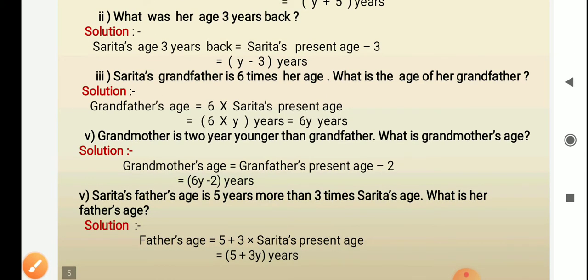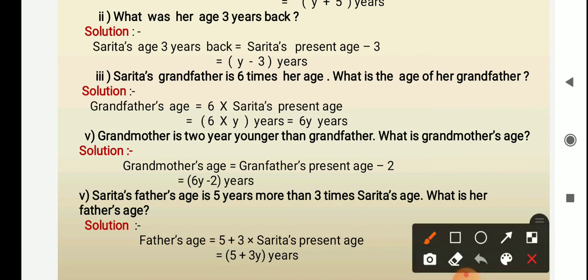Next question. Sarita's grandfather is 6 times her age. What is the age of her grandfather? Now here grandfather's age is 6 times her age. So to find grandfather's age we have to multiply 6 by Sarita's present age. Sarita's present age is Y, so we multiply 6 by Y, we get 6Y. So grandfather's age is 6Y years.